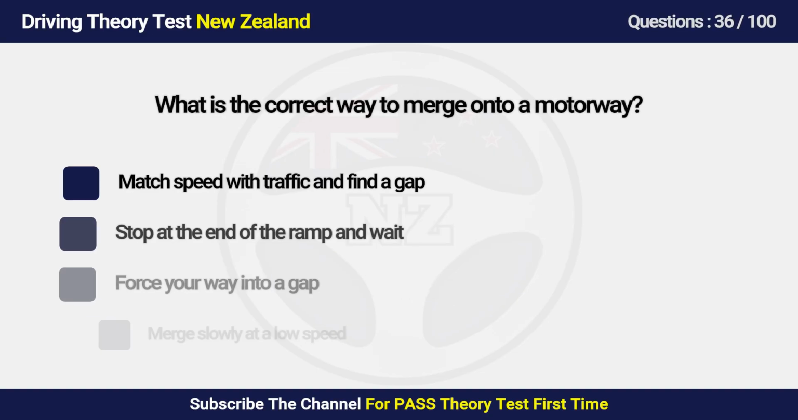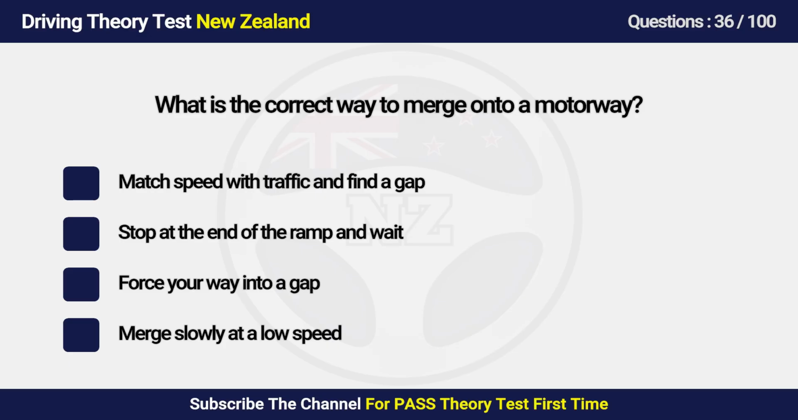Question 36. What is the correct way to merge onto a motorway? A. Match speed with traffic and find a gap. B. Stop at the end of the ramp and wait. C. Force your way into a gap. D. Merge slowly at a low speed.